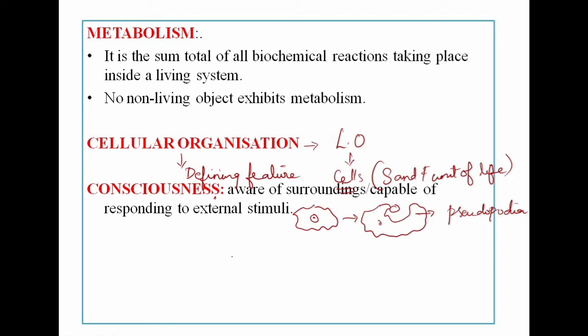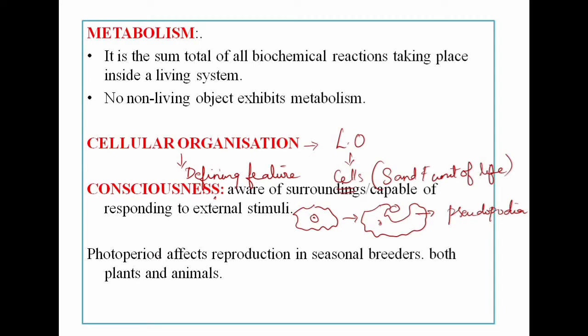Okay. Now, photoperiod. What is photoperiod? Photoperiod affects reproduction in seasonal breeders, both plants and animals. So you all know what photoperiod is. Photoperiod is the period of light. Okay. Now, certain organisms reproduce only in a particular season of the year.